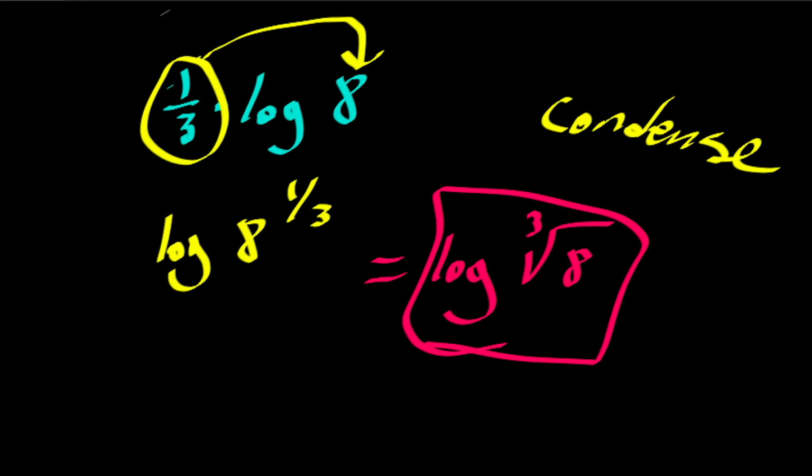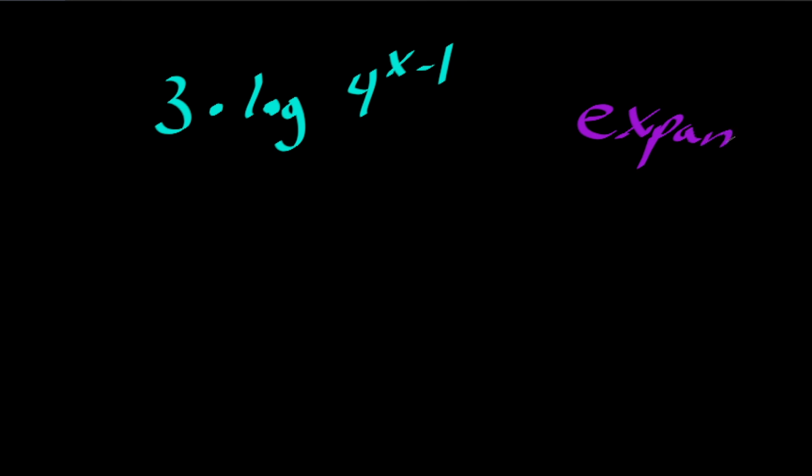All right, now let's look at an expanding problem, because there's a few of these that can get a little bit more difficult. Let's say you have 3 times log of 4 to the x minus 1. Now, this is a more advanced problem, but let's just try it. We want to expand this out now. So if I expand this, remember, I want to get rid of all exponents. And here's my exponent, x minus 1. So see if you could figure out what to do with that.